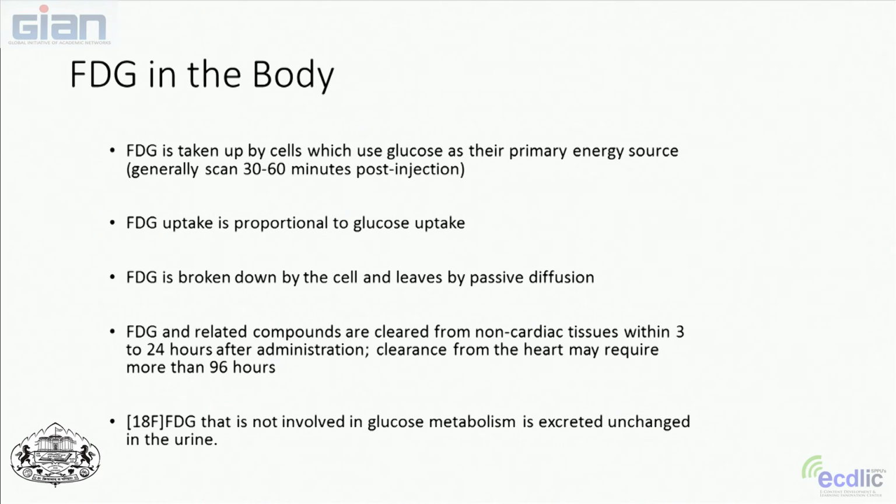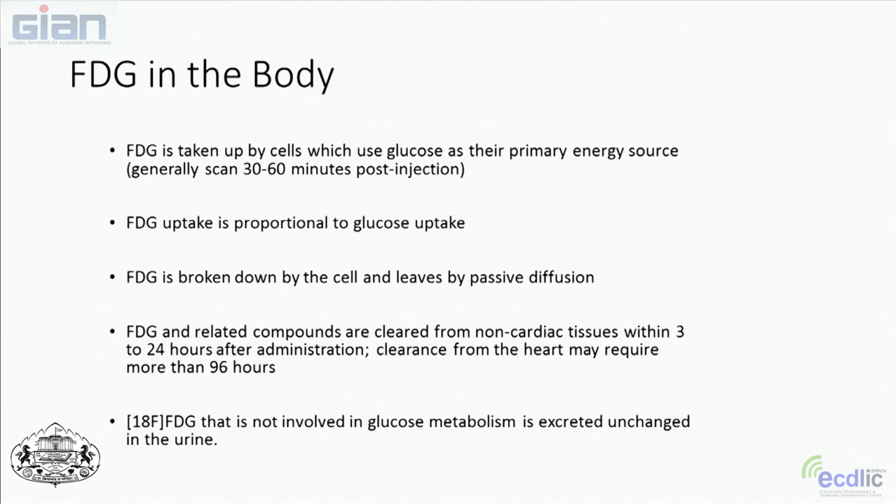So FDG is taken up by the cells which use glucose as their primary energy source. Generally, you're going to try to do the scan 30 to 60 minutes post-injection. So again, the half-life is 110 minutes, so you don't want to wait too long. You want your tracer to be in the body and active when you're measuring your PET scan. So the body takes up FDG in a proportional way that it would take up glucose. And this FDG is broken down by the cell and leaves the body by passive diffusion. FDG and related compounds are cleared from non-cardiac tissues within 3 to 24 hours after administration.